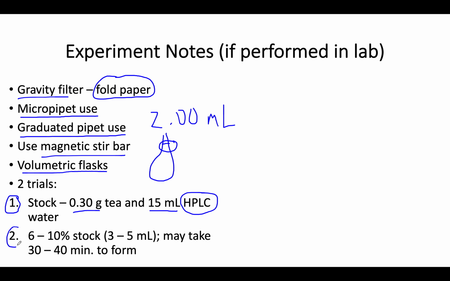The second solution, you're going to use more of the tea, but you're diluting the tea. You're only using 6 to 10% of the tea solution. So you take 3 to 5 mils of the tea solution, you dilute it, and then you make more nanoparticles, and sometimes it can really take 40-50 minutes to make the nanoparticles for the second batch.